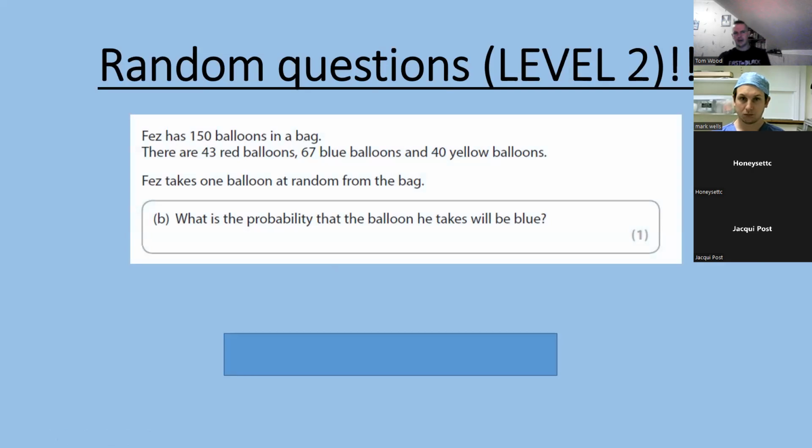Okay, so here is a random level 2 question for you then. Have a look at this, have a bit of a read and see how you do with it. I believe this is a question on probability, could be on level 1 or level 2 really, but this was from a level 2 paper.